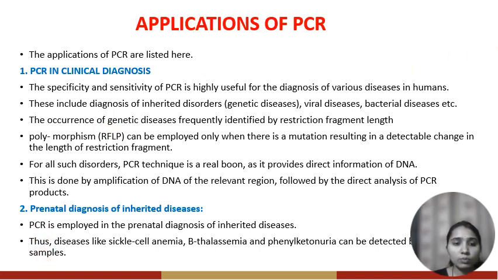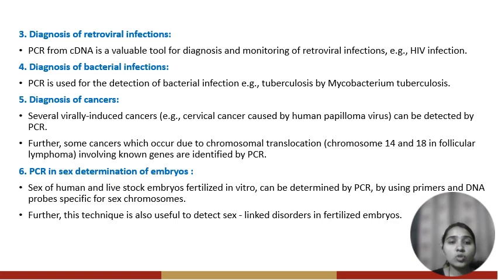So the third use of the PCR is the diagnosis of retroviral infection. It helps in the diagnosis and monitoring of retroviral infection, that is HIV infection. So next is the diagnosis of bacterial infection, such as tuberculosis caused by Mycobacterium tuberculosis. The next use is the diagnosis of cancer, mainly cervical cancer caused by the human papilloma virus, which can be detected by using the PCR.